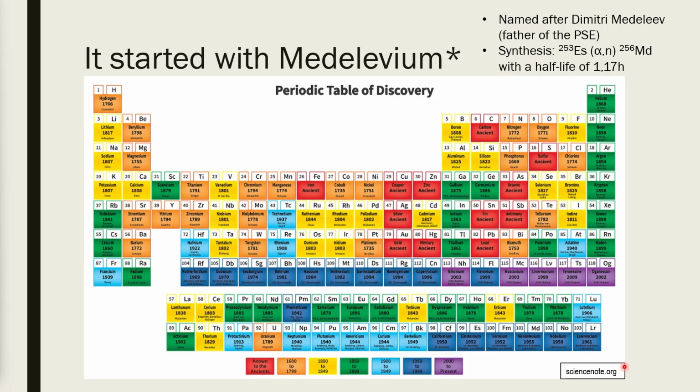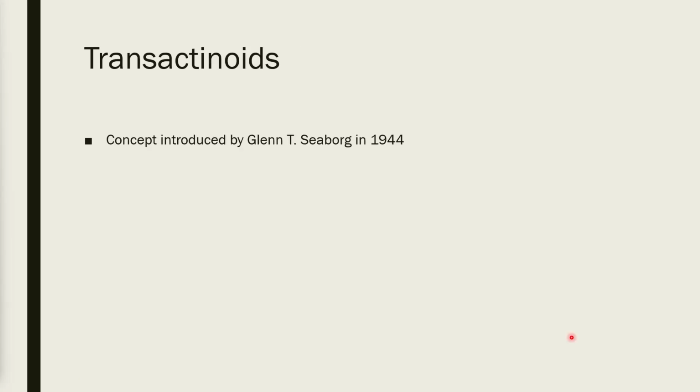And as we can see here on this periodic table, this states the year of discovery of these elements. This will be quite important later. So the concept of transactinides or transactinoids was introduced by Glenn T. Seaborg in 1944. And the first real transactinide is Rutherfordium in my opinion. It was created via having a curium target bombarded with oxygen-18 projectiles and doing an oxygen-18 5N reaction. Rutherfordium-261 was created with a half-life of about 70 seconds.